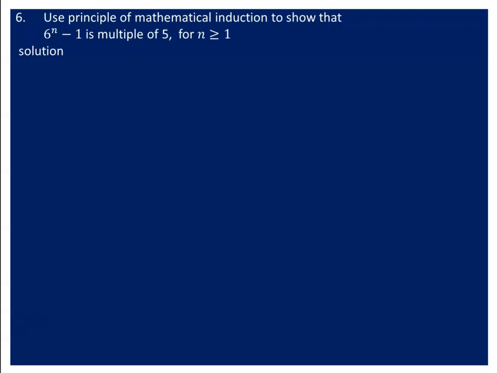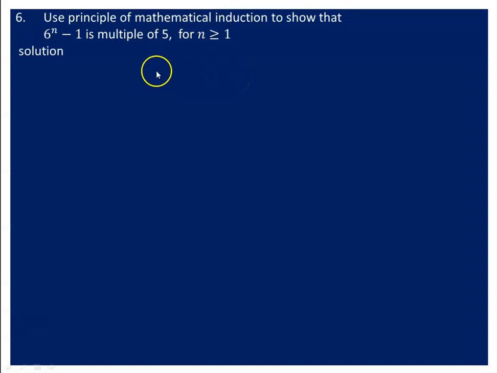It says, prove using the principle of mathematical induction that 6^n minus 1 is a multiple of 5 for n greater than or equal to 1. Look, dear students, this is a true statement and it involves natural numbers because n is greater than or equal to 1, so we are going to consider the set of natural numbers 1, 2, 3, 4 like that. So show that this is true by the principle of mathematical induction.